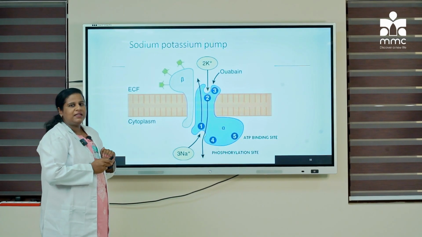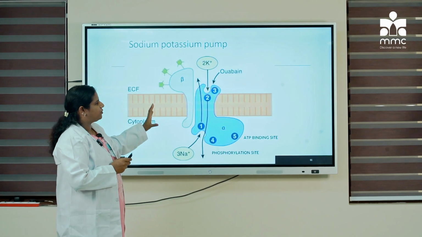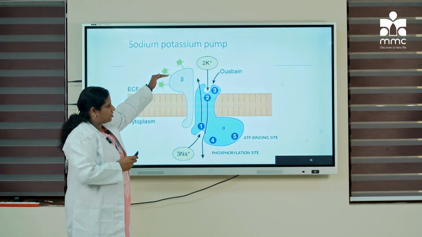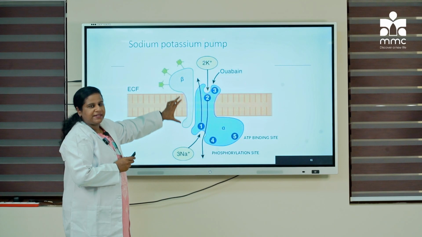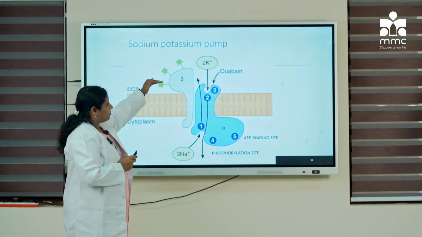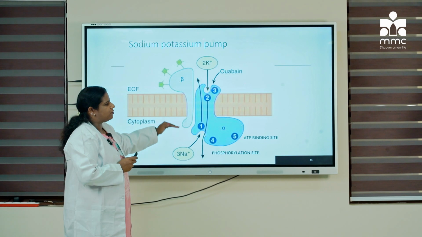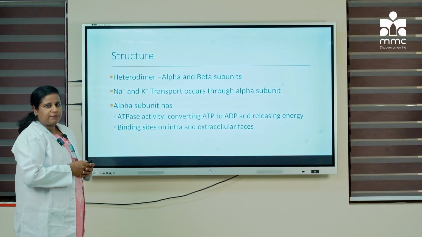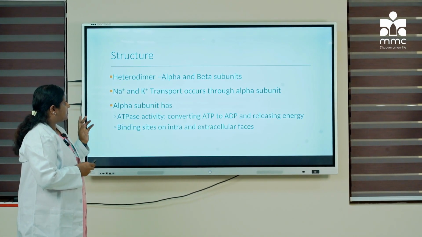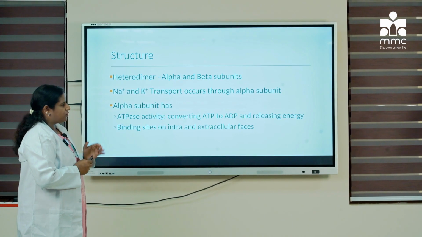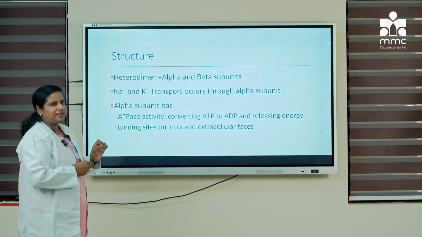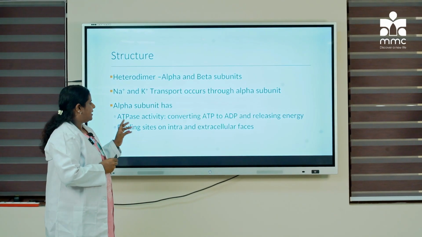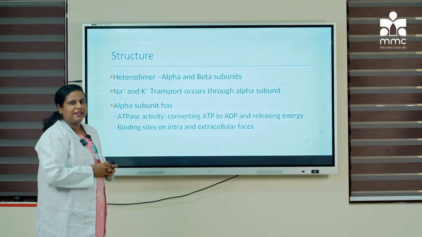As you can see, this transport protein, the sodium potassium ATPase, is a particular protein that spans the entire cell membrane. It crosses from the extracellular surface through the membrane into the intracellular surface. We have already seen it is a heterodimer with alpha and beta subunits. It causes transport of sodium and potassium, which occurs through the alpha subunit. The alpha subunit has two particular activities, that is the ATPase activity, and it has binding sites on the intracellular and extracellular surfaces.